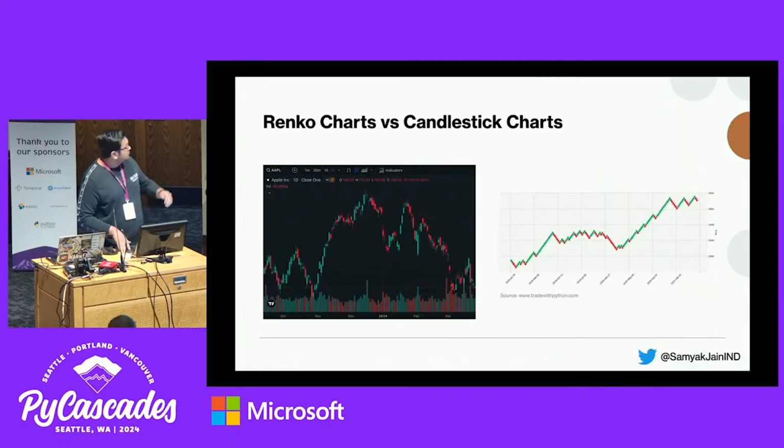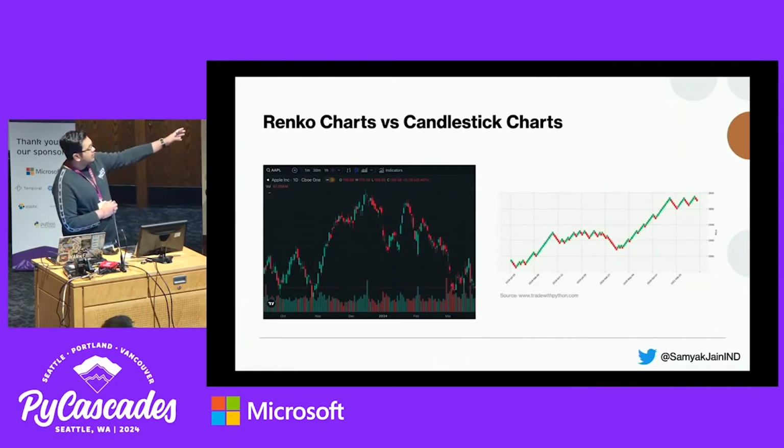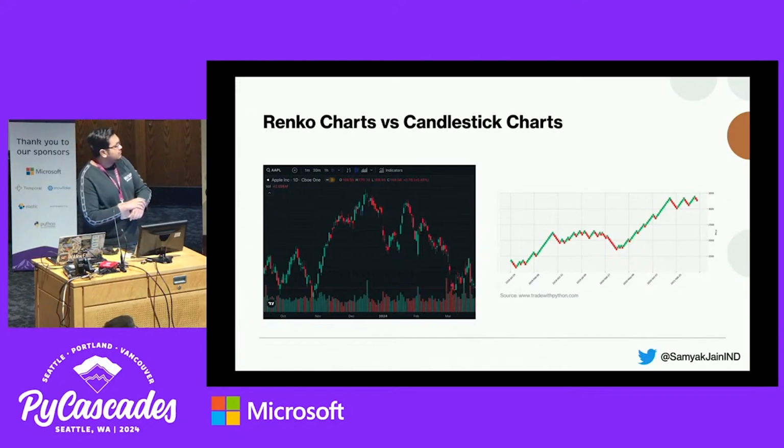So the main difference over here, if you could see, the left one is a candlestick chart. A candlestick chart has both price and time integrated and visualized. On the other hand, a Renko chart is just based on price action. Renko is derived from a Japanese word, renga, which basically means bricks. So each brick in the Renko chart represents a certain quantity of price.